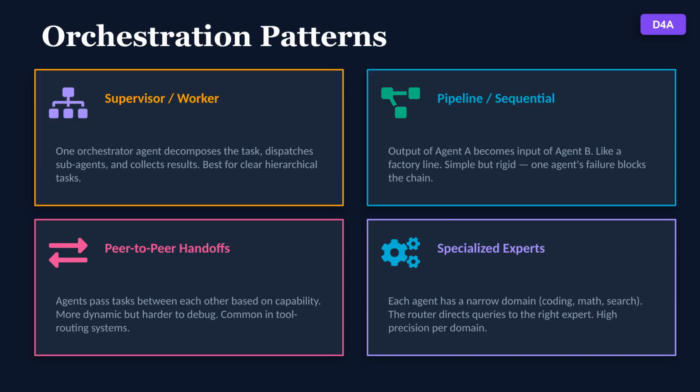4 patterns for multi-agent orchestration. Supervisor and worker. One orchestrator decomposes the task and dispatches sub-agents. Best for clear hierarchical tasks. Pipeline. Output of agent A becomes input of agent B. Like a factory line. Simple but rigid. Peer-to-peer handoffs. Agents pass tasks based on capability. More dynamic but harder to debug. Specialized experts. Each agent has a narrow domain. A router directs queries to the right expert.